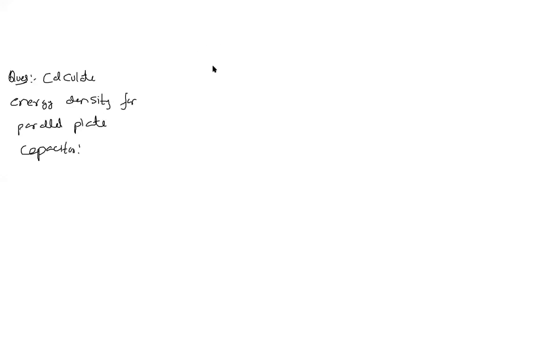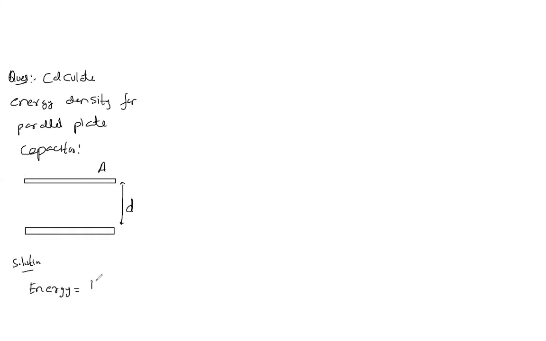The next thing is energy density. This is again a question of NCERT. It says calculate energy density of a parallel plate capacitor. So say you have a parallel plate capacitor. The plate area is A. The separation between the plates is small. Energy density means energy per unit volume. Energy density is energy divided by volume. We represent energy density by small u, energy by capital U, and volume by V.